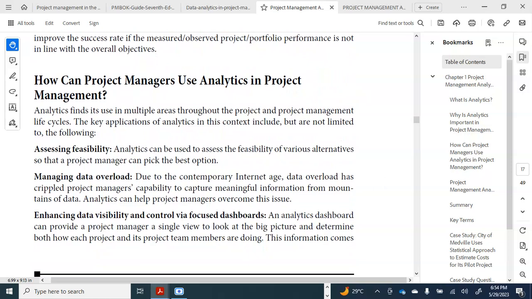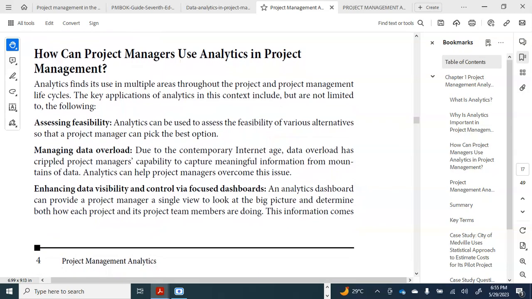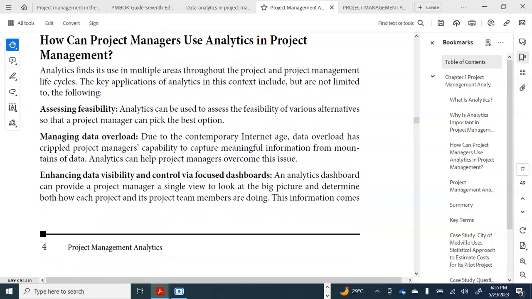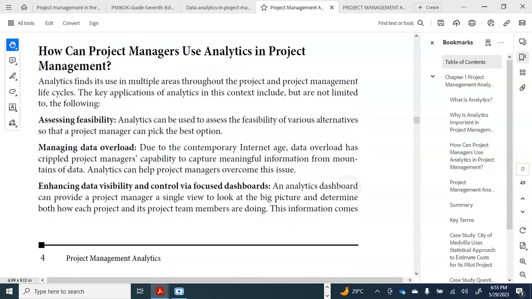So how can project managers use analytics in project management? Analytics finds its use in multiple areas throughout the project and project management life cycles. The key applications of analytics in this context include but are not limited to the following.